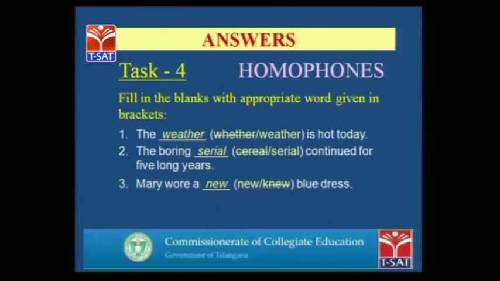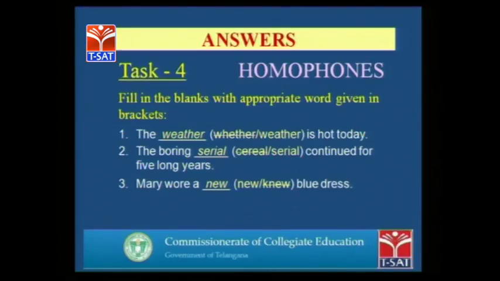We say whether, W-H-E-T-H-E-R. When it comes to cereal, the boring serial continued for 5 long years, it is S-E-R-I-A-L, but not C-E-R-E-A-L. Cereal is the grains that you have, wheat, rice, jowar, maize. All these are cereals. Whereas serial, S-E-R-I-A-L, is the serial that we find on television, a series.